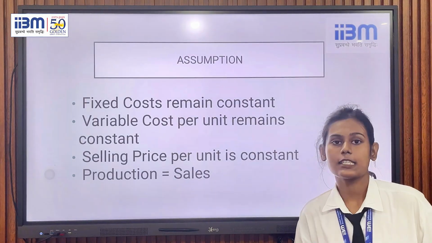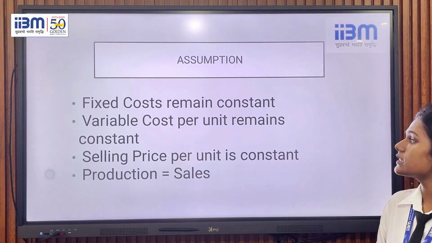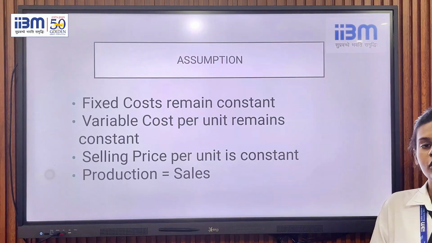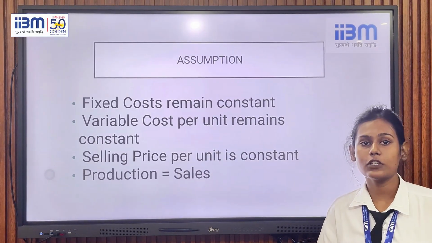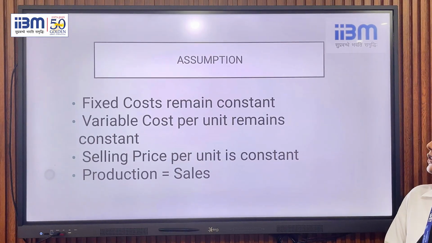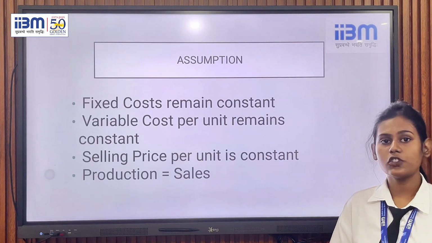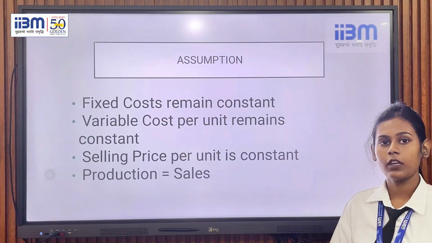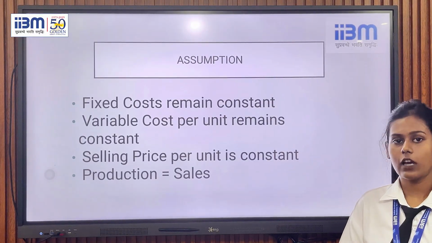Now let's discuss the assumptions of the break-even point. First is that fixed cost remains constant. Total fixed costs do not change with the level of output within the relevant range. Second one is that variable cost per unit remains constant. The cost of producing per unit is the same regardless of the output level.